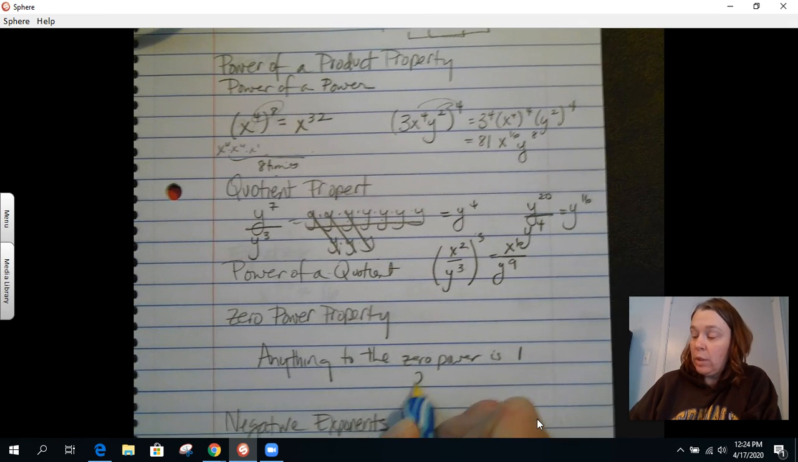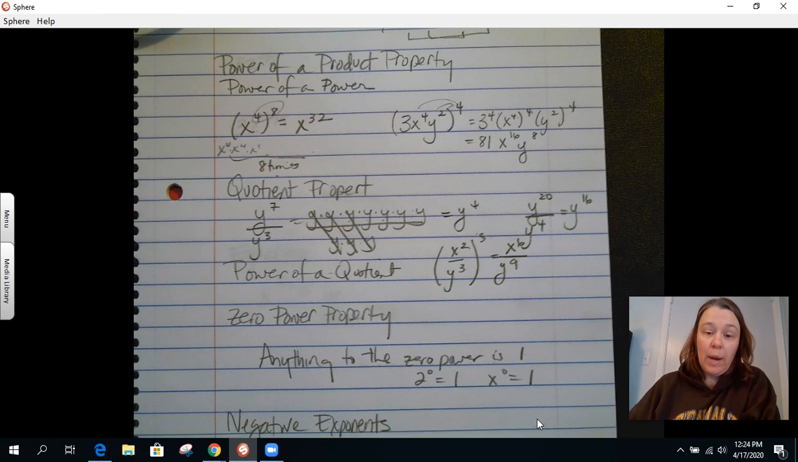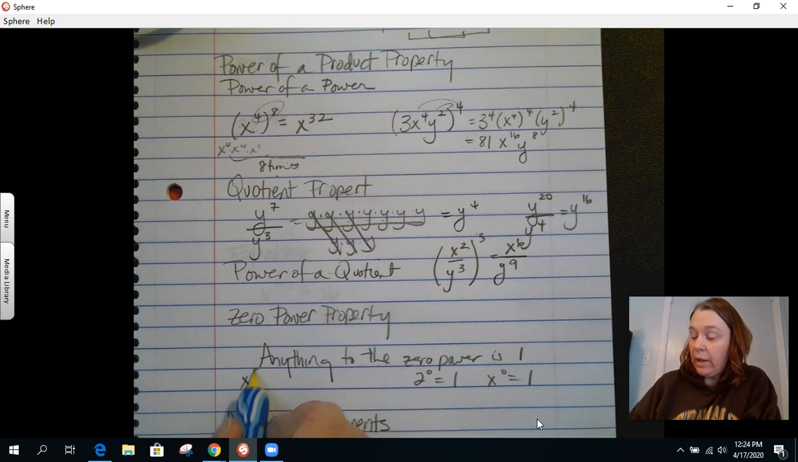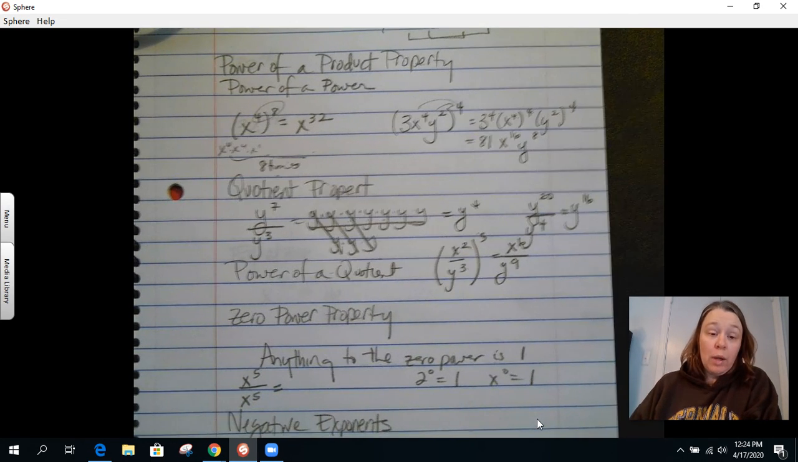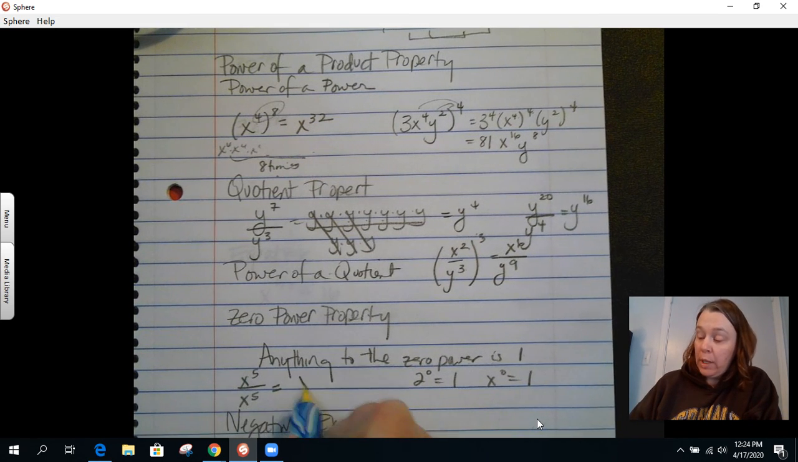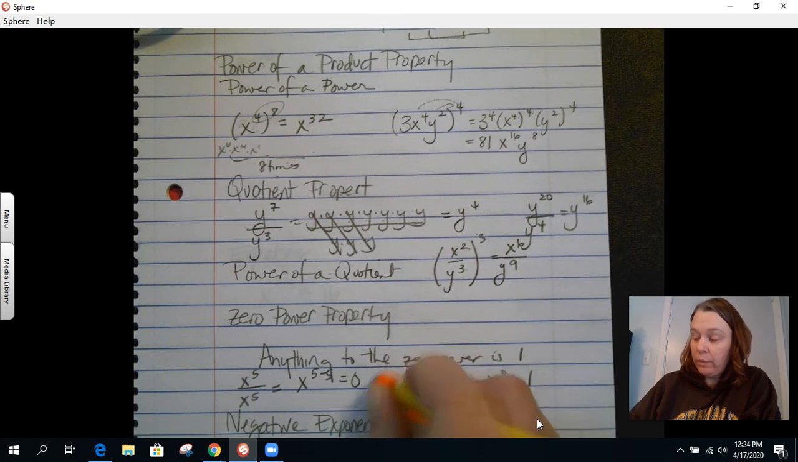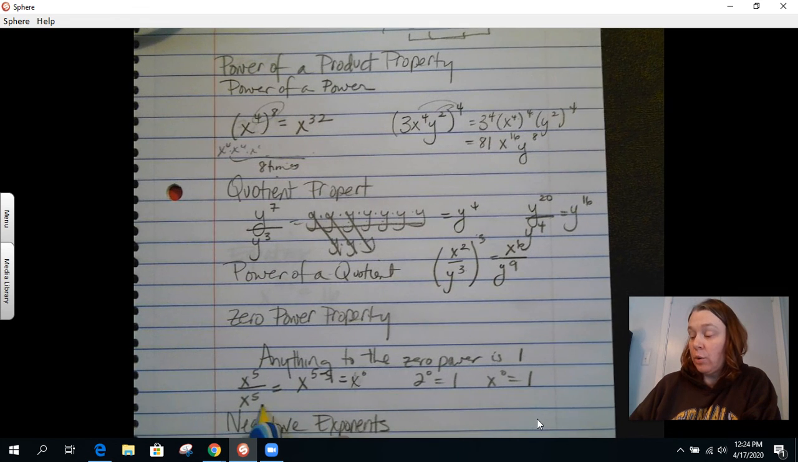Right, so if I had 2 to the 0, that's 1. If I have x to the 0, that's 1. Anything to the 0 power is 1. Where that comes from is if, let's say, I had x to the 5th divided by x to the 5th. I know that equals 1 because anything divided by itself is 1. But if I were to use my quotient property and did x to the 5 minus 5, that equals x to the 0. And I also know that that's 1, so that means x to the 0 must equal 1.